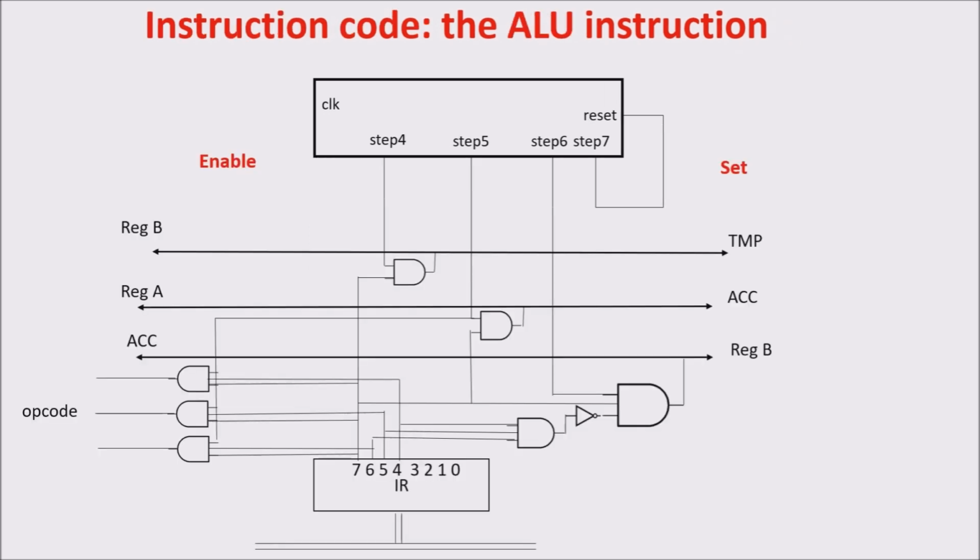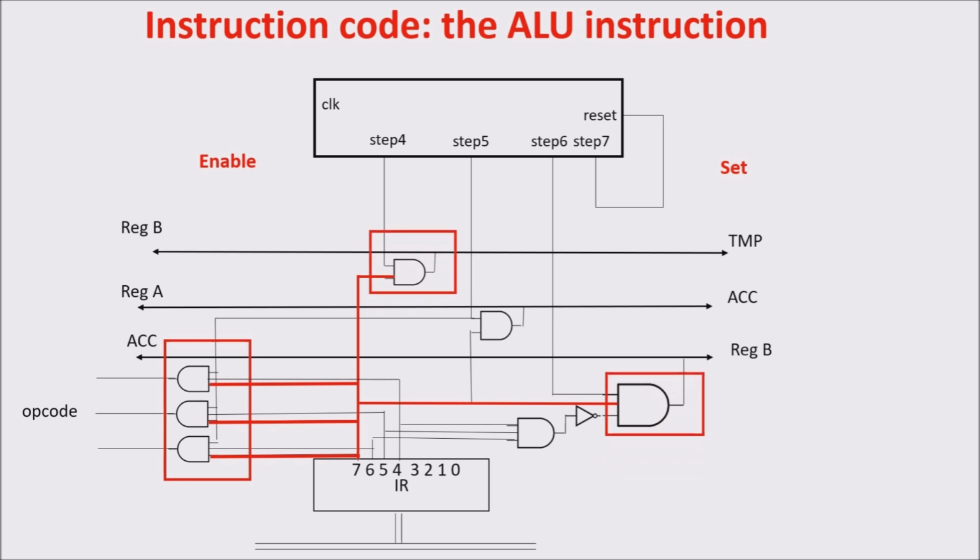Once we saw how to control the register through bits 0, 1, 2 and 3 of the instruction register, we can see how to use bits 4, 5, 6 and 7 to perform the ALU instruction. First, remember bit 7 is the ALU instruction bit. If it is 0, it is not an ALU instruction, so it blocks the 3 AND in step 4 and in step 5, thus avoiding the use of set and enable of reg B and TMP.